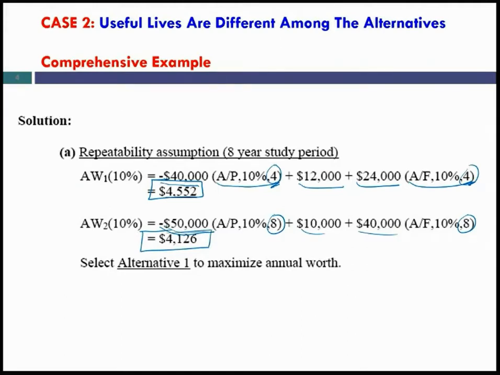These project alternatives are investment projects and we want to earn revenue. For this reason, after finding the annual worth, we need to compare these with each other, and we should select the one which maximizes the annual worth. So therefore alternative 1 is selected. This is part A of the question.